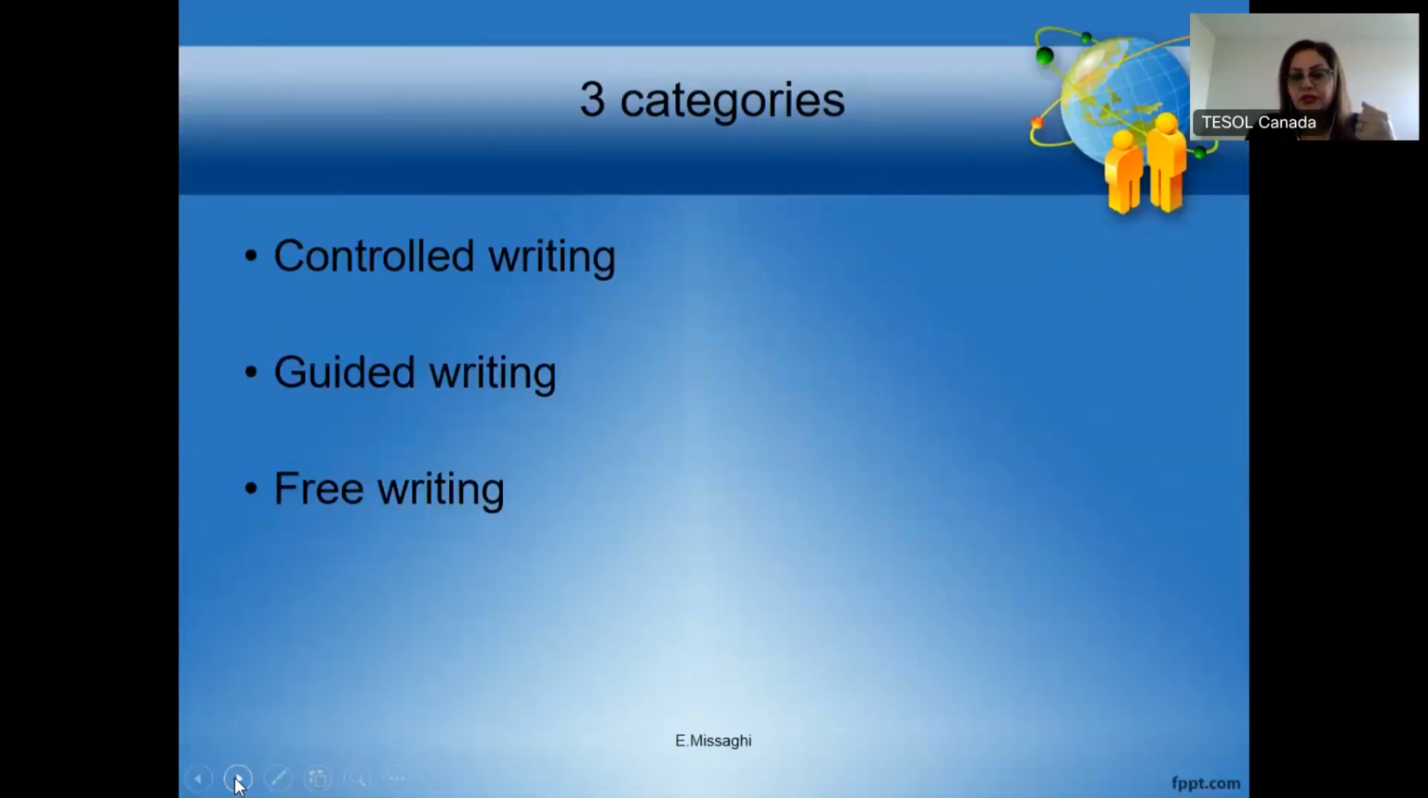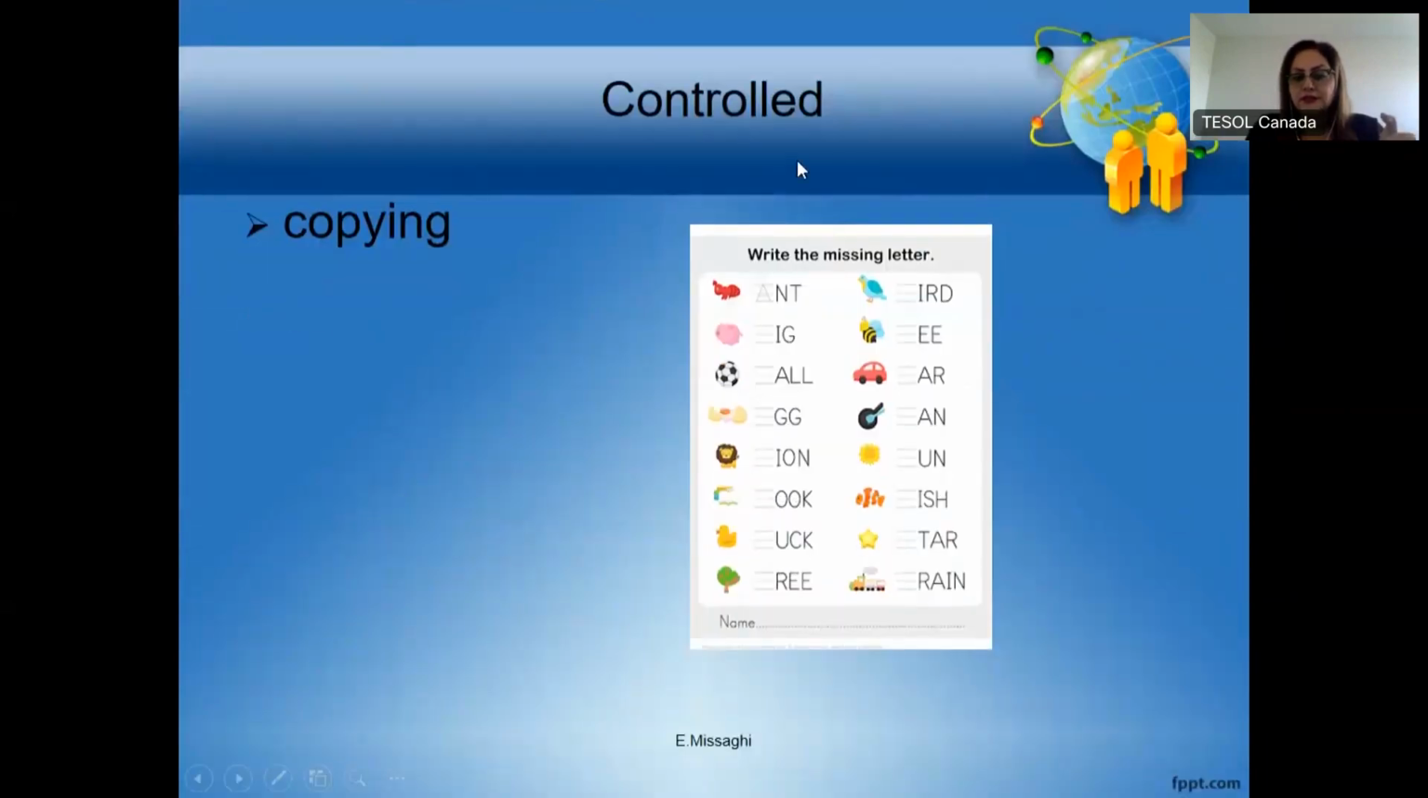I'm going to show you some activities for controlled writing, guided writing, and free writing for children. This is controlled writing, like copying. It's all controlled. So ant, they have to write A, no other choices. Pig, they have to write P. So it's working on letters.